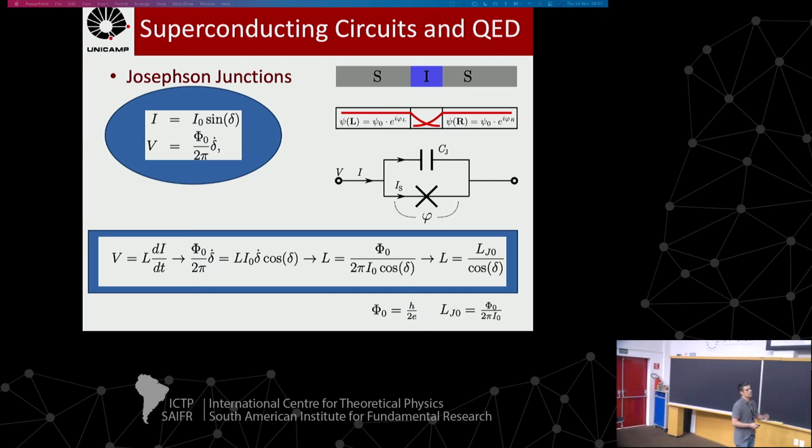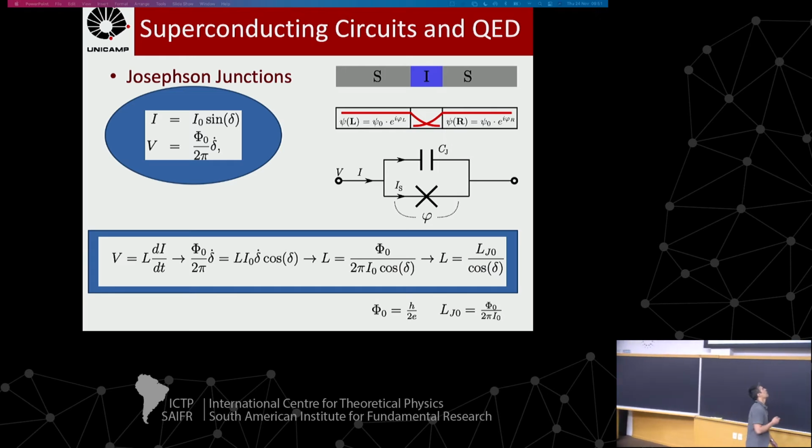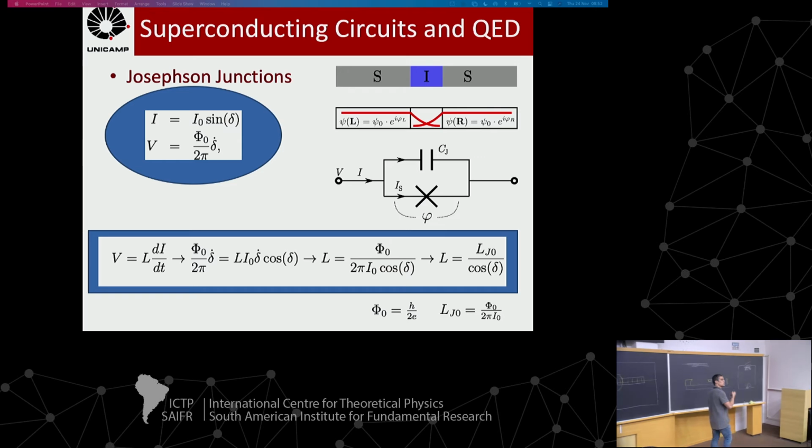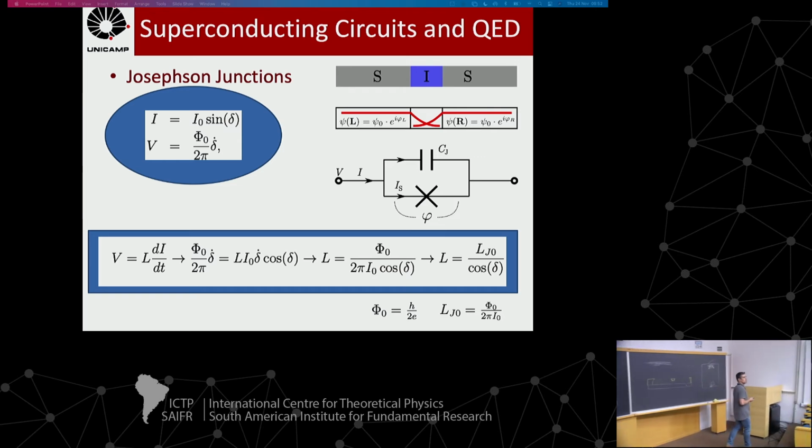So you can see why this is not a linear device, because the current goes with the sine. When we start to increase the difference of phase, at some moment the current starts to decrease again. Okay?